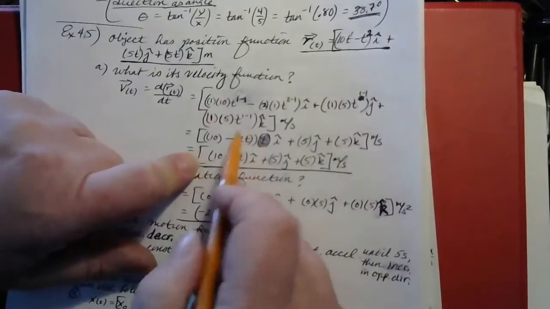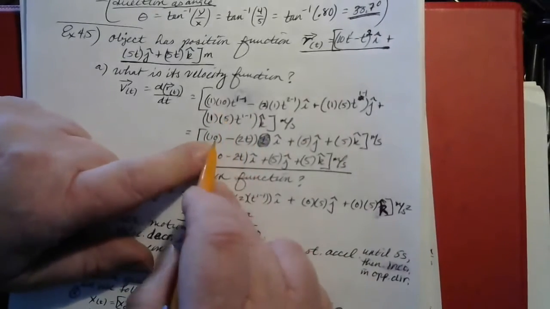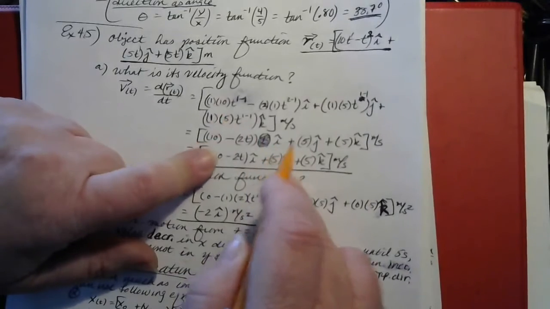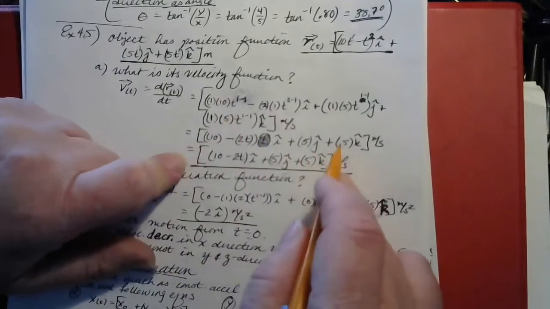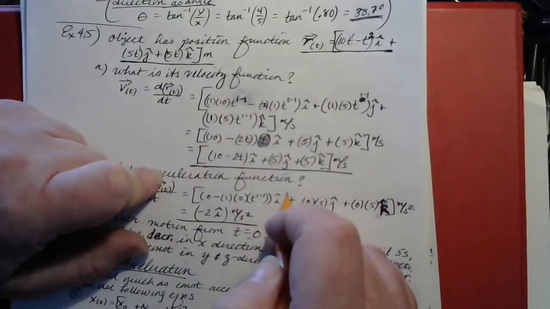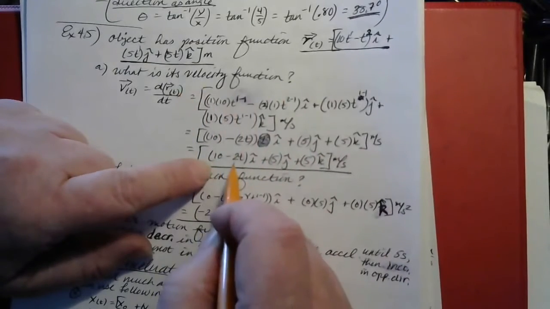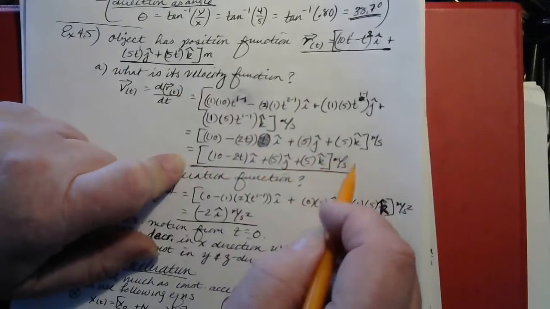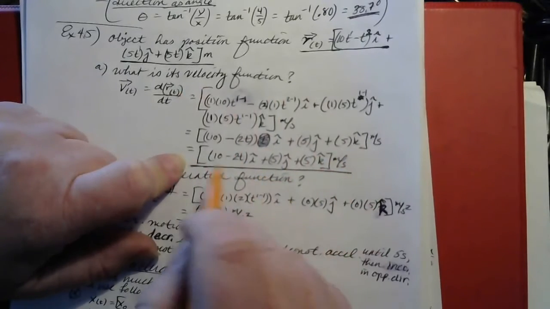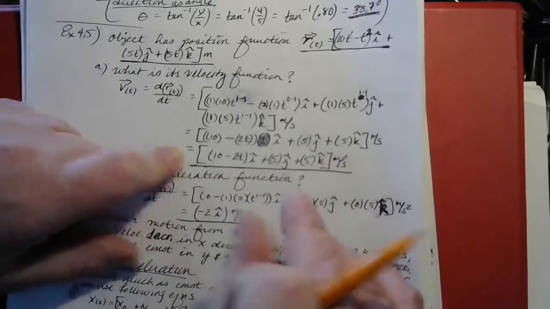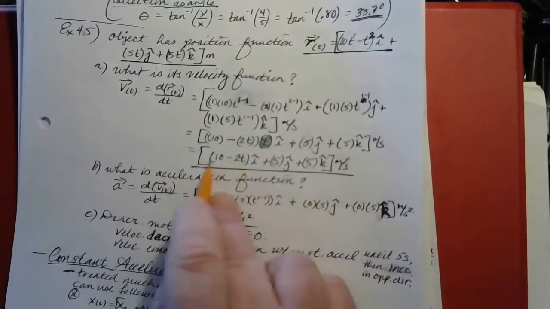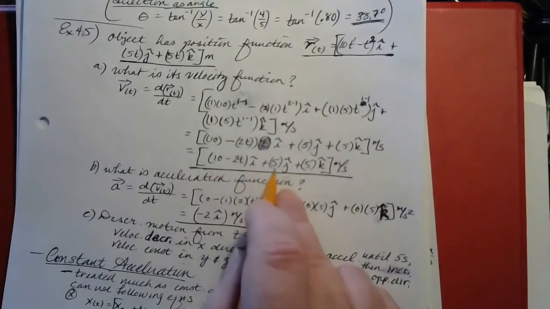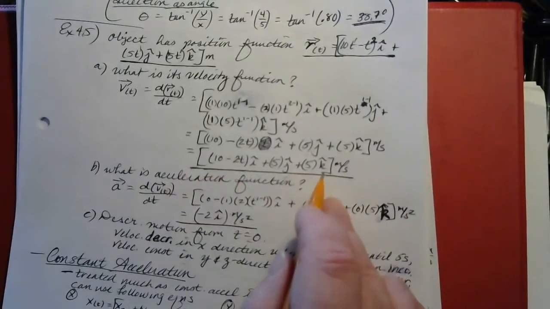So cleaning this up and consolidating our terms, we end up with 10 minus 2t times unit vector i plus 5j plus 5k. And so that is the velocity function. I wrote it again to clean it up a little bit, make it look nicer, but this is essentially the same as what I had written up here. So it's 10 minus 2t times i plus 5j plus 5k.